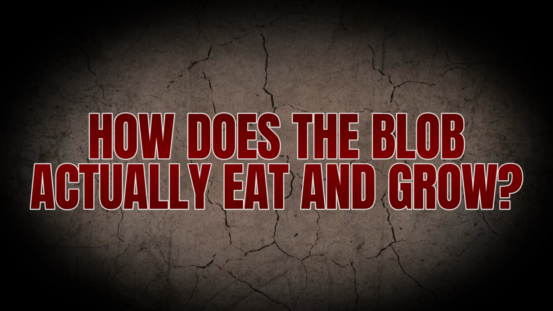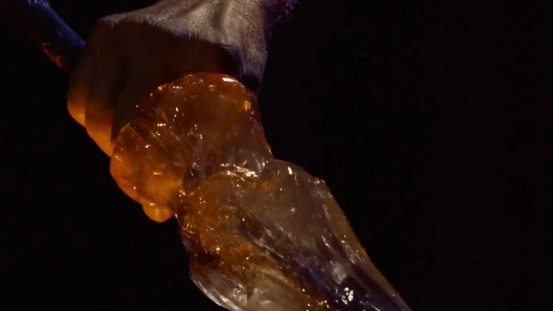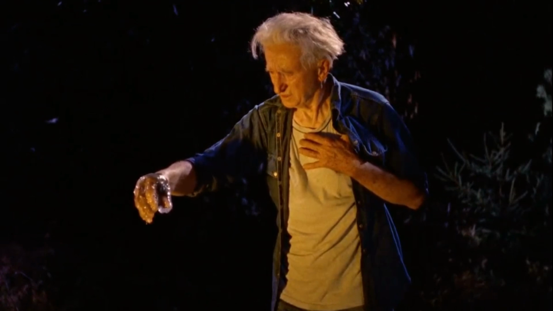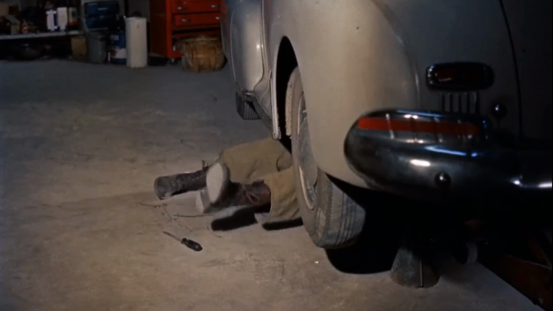How does the Blob actually eat and grow? Okay, so now we come to the part which might sound funny when you hear it, but not so funny when you watch it. Let's talk about how the Blob eats. First of all, Blob's main agenda is to consume and then grow in size. Any victim gets eaten, and the next thing you know, it is bigger than you remember seeing last time.